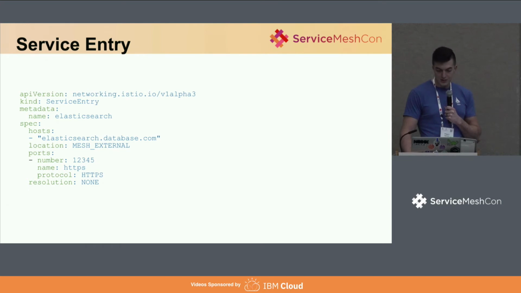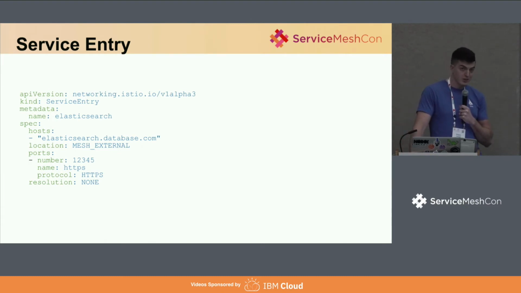And here is an example service entry. Service entry rules define services that are not automatically discoverable within the mesh, so that internal services can route to them. So this one here is for Elasticsearch, and I should mention that URL is made up, so please don't try and reach out to it. But it also defines a port and a protocol there for that one.